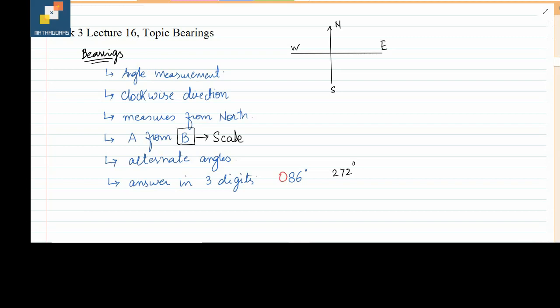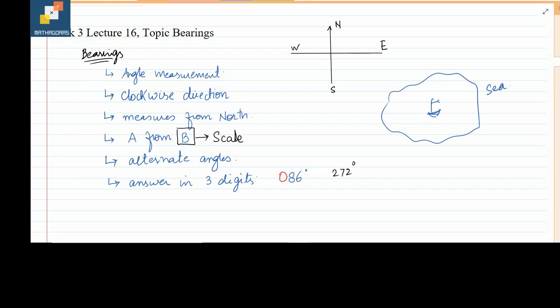Now the question arises, why do we study bearings? What is the application? The major application of bearings is in airplanes and ships, right? Now consider this scenario. Let's suppose that this is a sea, right? And the ship is here. So how can the pilot determine in which direction he should lead? So he can set his direction with the help of bearings. So the greatest application of bearings are airplanes and ships, right? So these are the important rules of bearings.